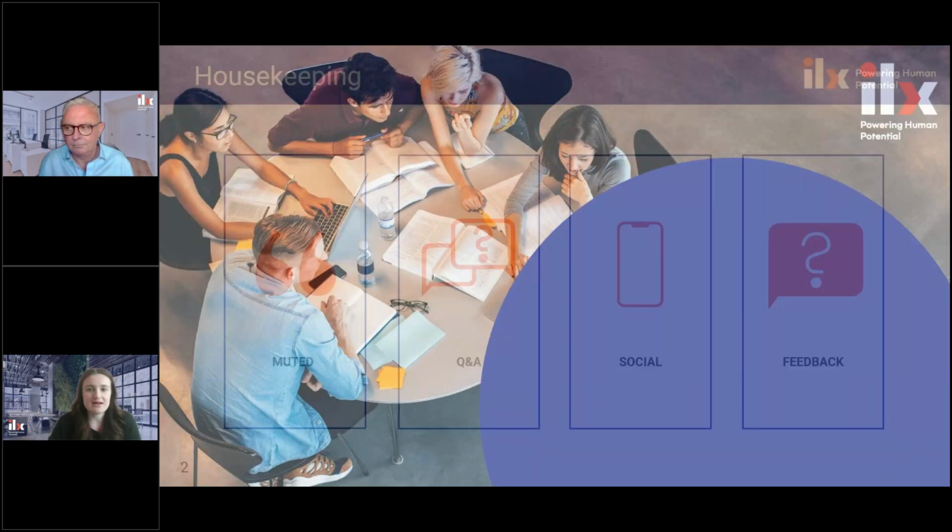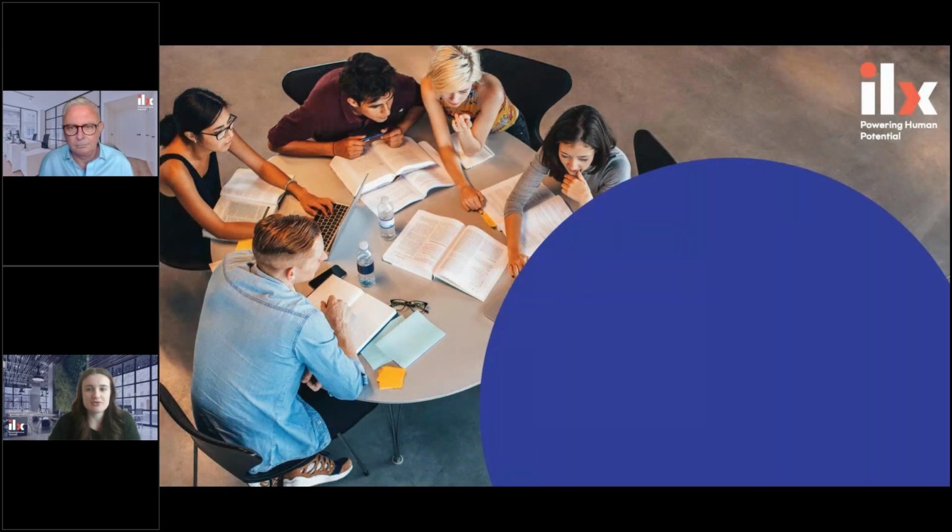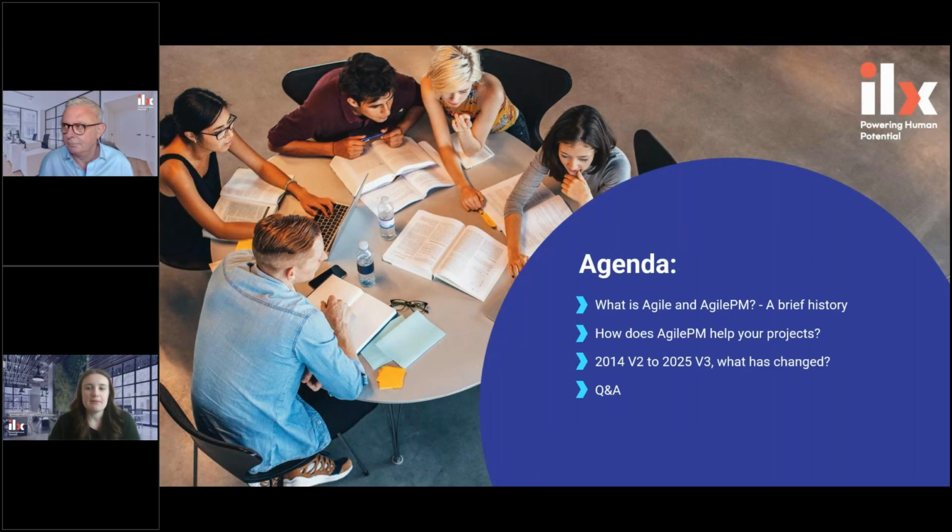I will just take you quickly through the plan for today. We're going to be doing a bit of an overview of what Agile is, AgilePM, how it was created, how it helps your projects, and then we're going to move into what's changed between the two versions, the previous version 2 and now V3, which has recently been launched. And then we'll have time for a Q&A, so we'll be able to get to any questions that you have at that point.